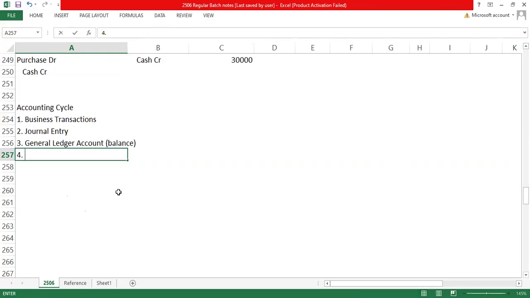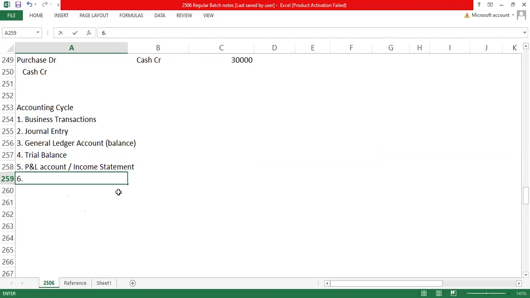Now the next thing we prepared was the trial balance. This is what your business also will do in the backend. When you do this configuration in the front end, they need all this to be utilized in the backend. Then we prepared the P&L account, or you call this the income statement. Then the balance sheet.